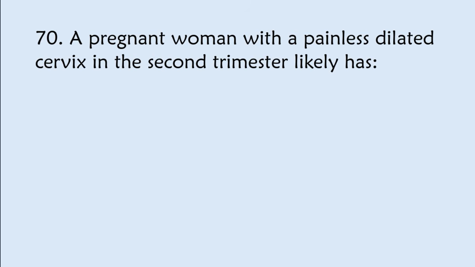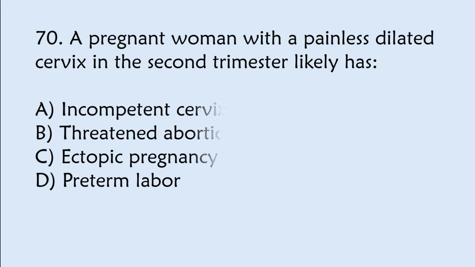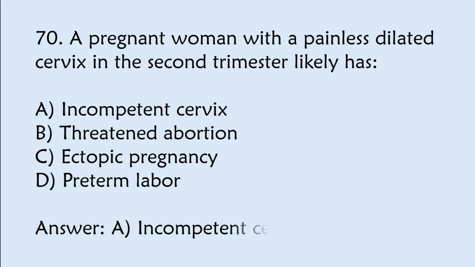A pregnant woman with a painless dilated cervix in the second trimester likely has incompetent cervix, threatened abortion, ectopic pregnancy, preterm labor. Correct answer is option A, incompetent cervix.